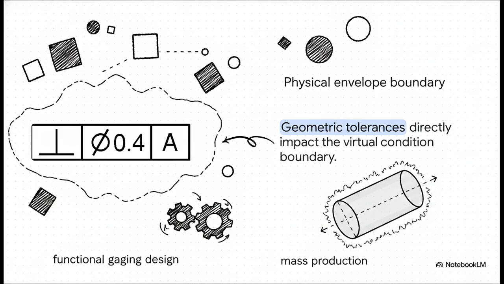What's really fascinating here is how a geometric callout actively changes that physical envelope boundary we just calculated. Take a look at a perpendicularity tolerance of 0.4 at MMC applied relative to datum A. This means that as our feature reaches its maximum material condition, its allowable form and orientation variations are strictly capped, and that directly dictates the shape of the physical simulator we have to build to inspect it.